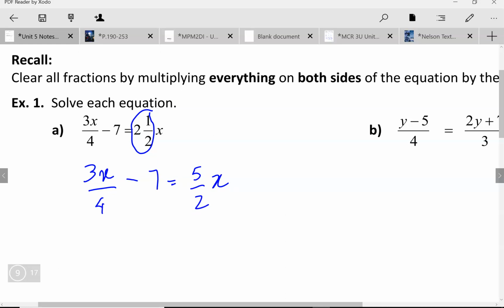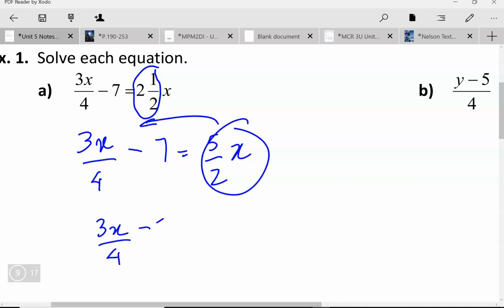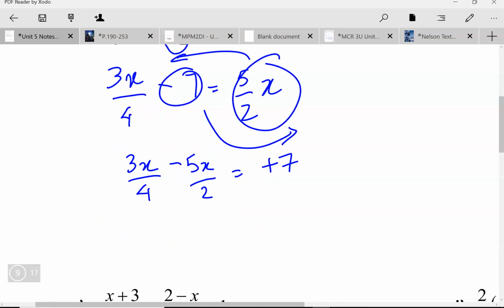The next thing we're going to do is, again, there are different ways you can do this. I have two x terms. The first thing I want to do is collect the x terms and move the constants to the other side. That's one option. So I would say 3x divided by 4 minus 5x over 2 equals positive 7. And then I would find the lowest common denominator here, which is 4, and multiply each term by 4 to remove all the fractions in this scenario.